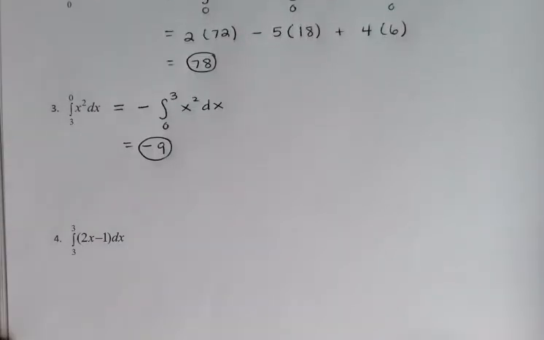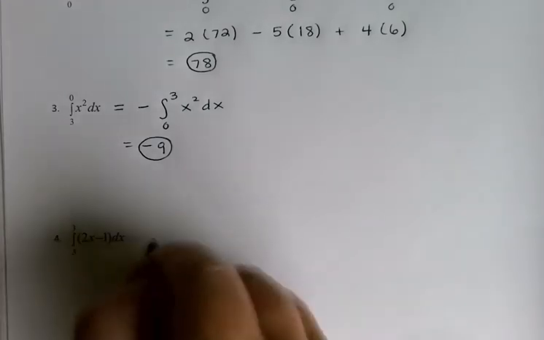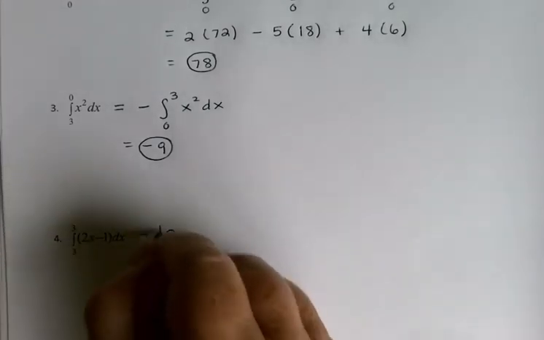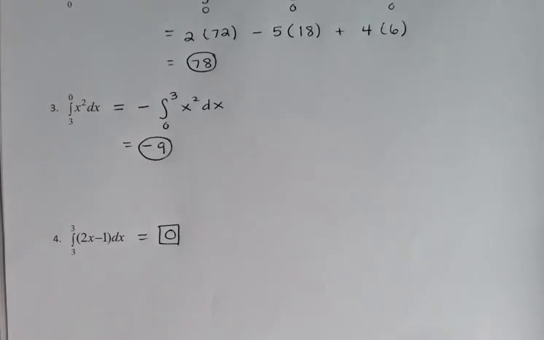And then the last one, our favorite one, if we're going to go from 3 to 3, there's no area enclosed. So definitely the value of that one's going to be 0. All right, nice short section for a change brings us to the end of topic B.